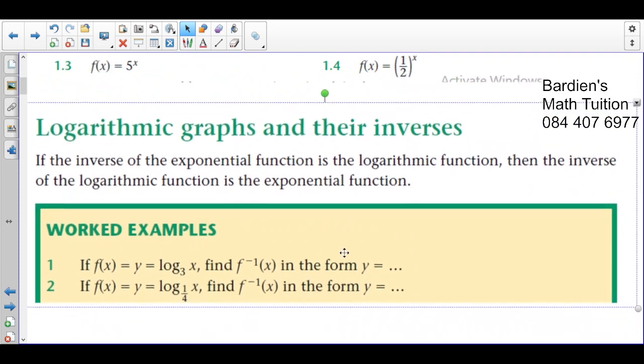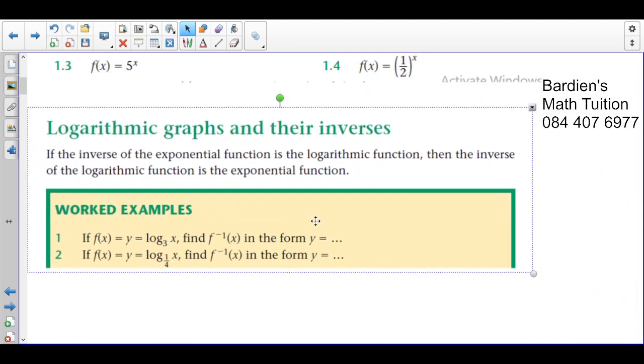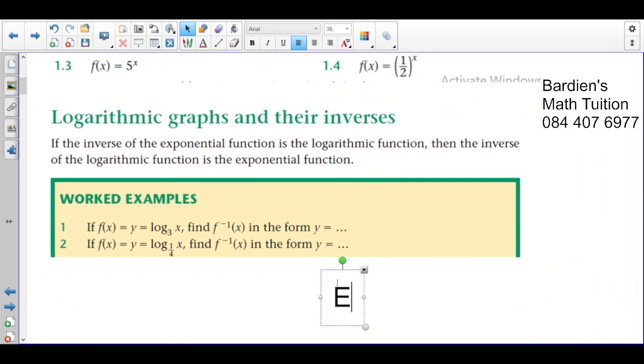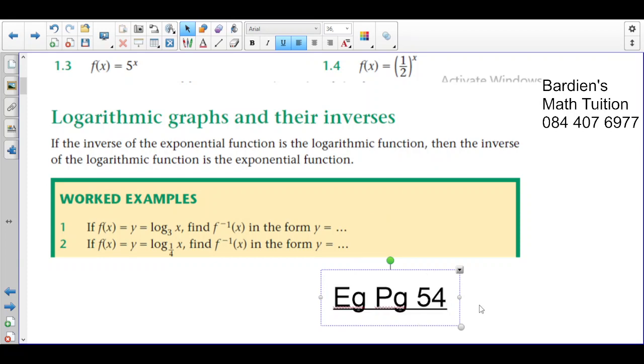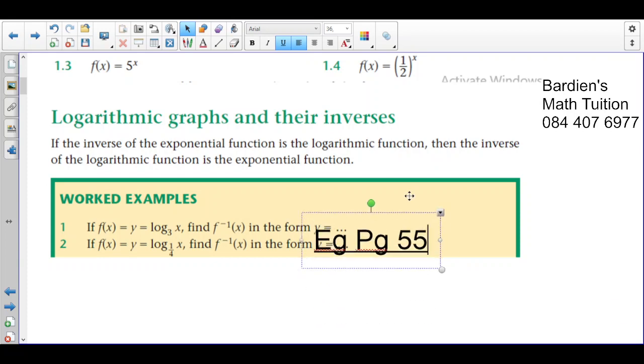Okay, sorry about that. As you know, the computer crashed again. The example on page 54, is that correct? $55. Okay.